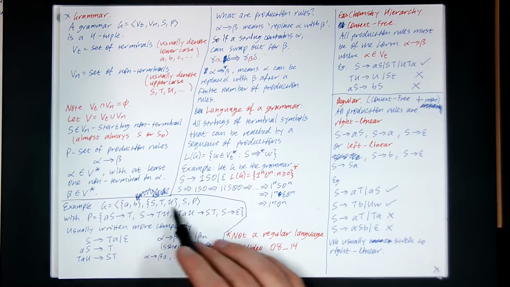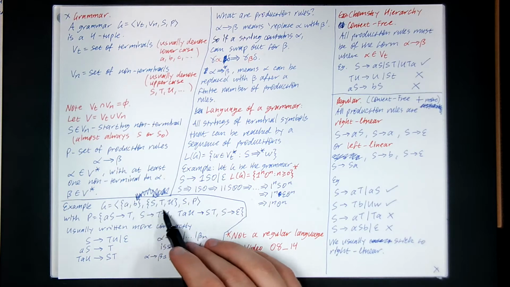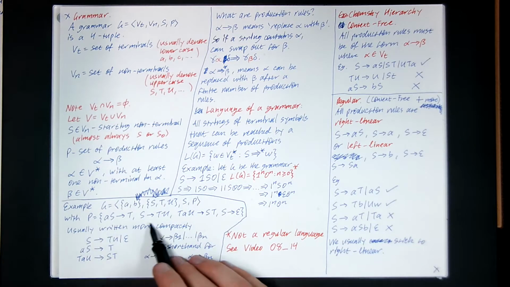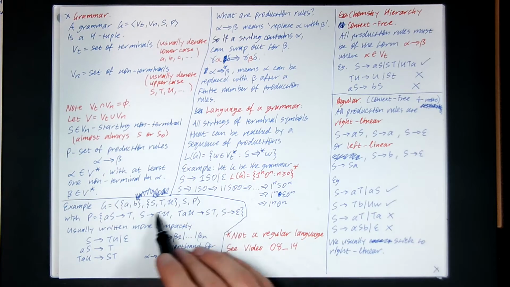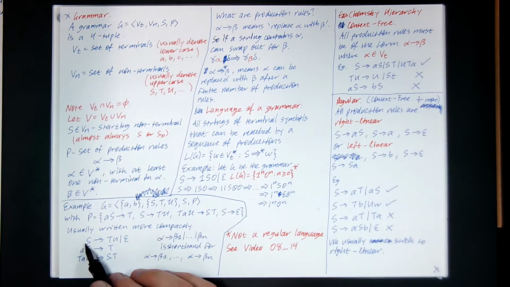So here's an example of a grammar. The set of terminals is lowercase a, lowercase p. The set of non-terminals is capital S, T, and U. The starting symbol is S, and P is the following set of production rules. We usually don't write it in this form. We usually write the grammar in this more compact form. So what does this say? This says S can be replaced with TU, or S can be replaced with epsilon. aS can be replaced with T, or TaU can be replaced with ST.